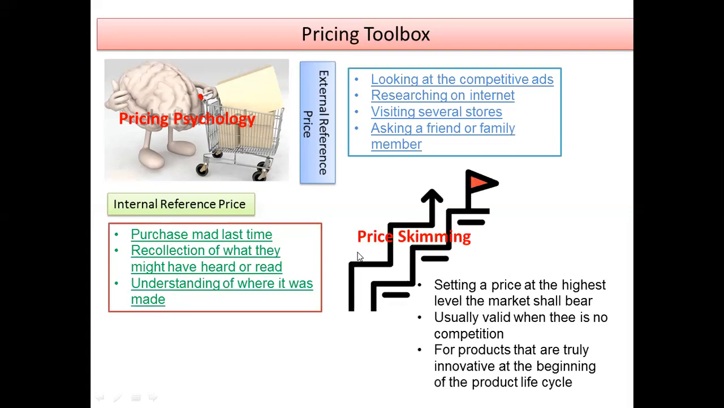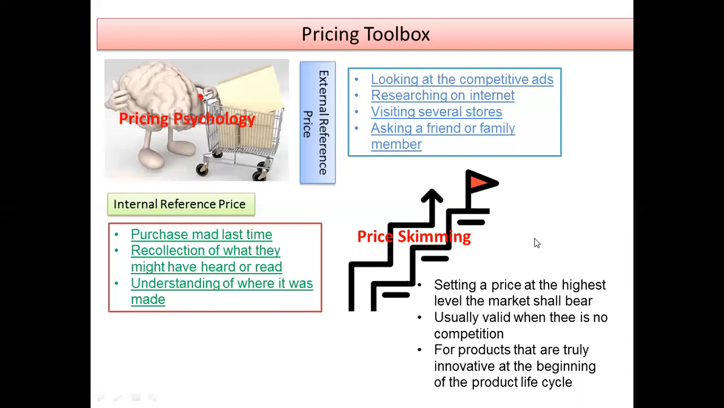Then we have the price skimming. Price skimming is actually setting a price at the highest level the market shall bear. This is usually valid when there is no competition. For example, you are bringing a patent into the market and you have manufactured something on the basis of your patent, where the intellectual property rights lie with you. So you can afford this price skimming.